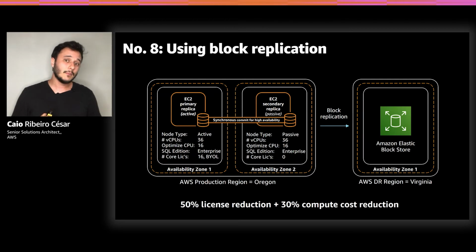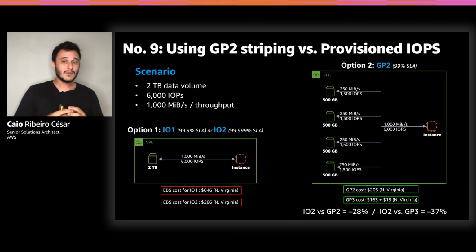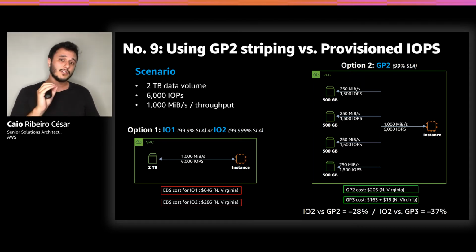Let's take a look at number 9. Number 9 is GP2 striping, or using the power of general purpose disks versus IO1 and IO2. So this is very important because in November 2020, Amazon Web Services released GP3. So what GP3 helps SQL Server administrators and database admins is that it brings 20% less the cost when you compare it to GP2. So on the left side, we have the example of using IO1 and IO2. And as you guys can see, with IO2 we already reduced a lot of the cost.